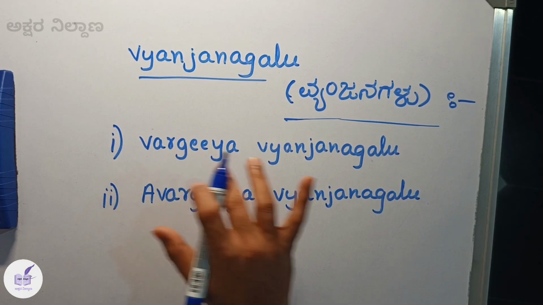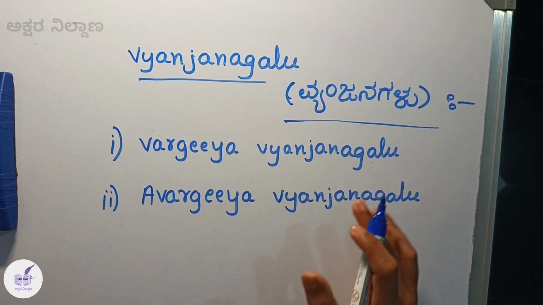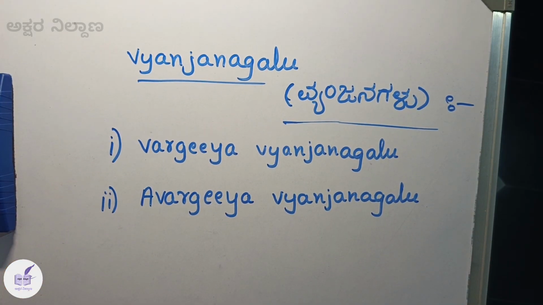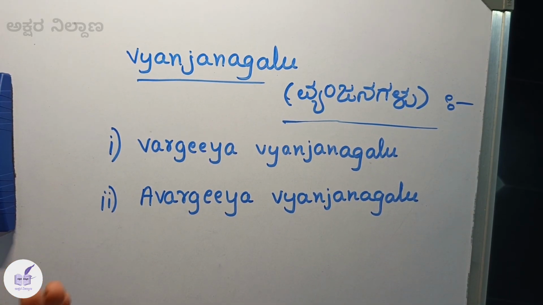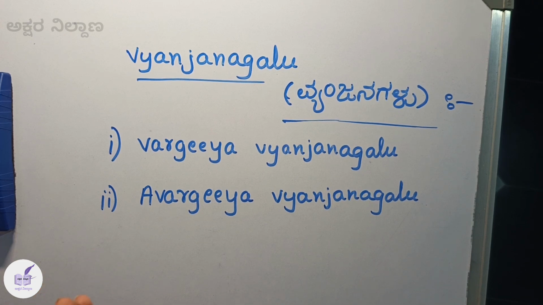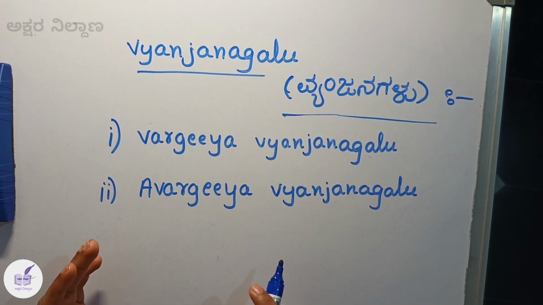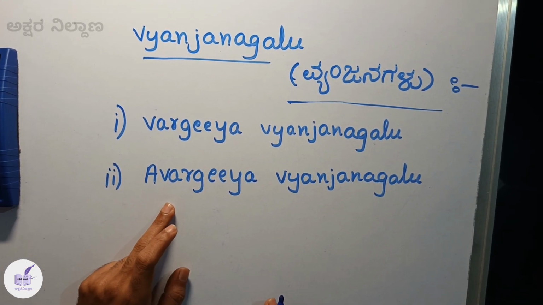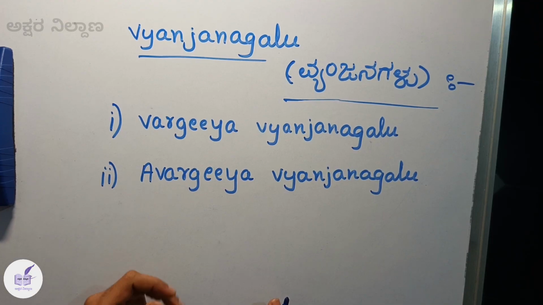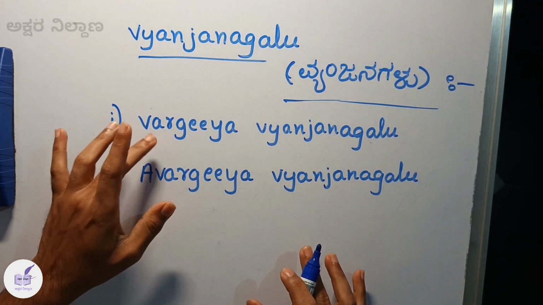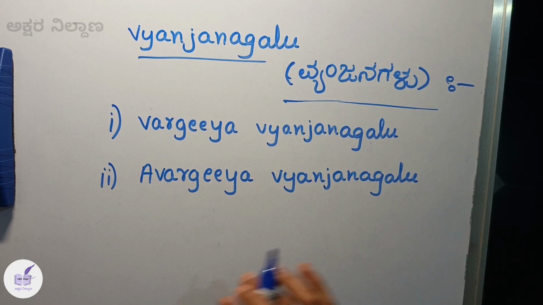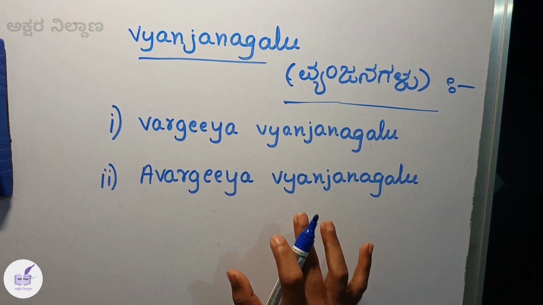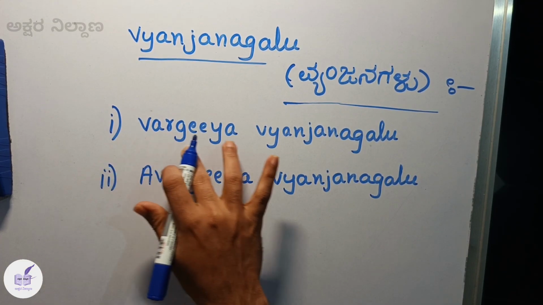What do you mean by Vargiya Vyanjanagalu? Vyanjanagalu means consonants. Vargiya means properly, particularly arranged, grouped letters. I'll explain those things, but before that, listen to Avargiya Vyanjanagalu. Avargiya are those which are not particularly arranged, just the opposite of the first one. You need to remember it like that. Pause the video and take these words. We're going to learn about the letters of Vargiya Vyanjanagalu.